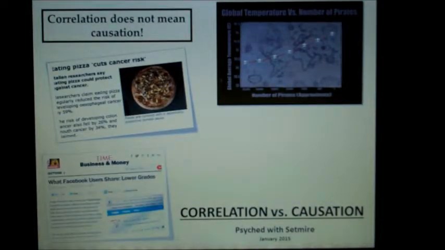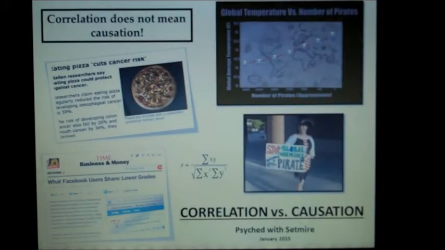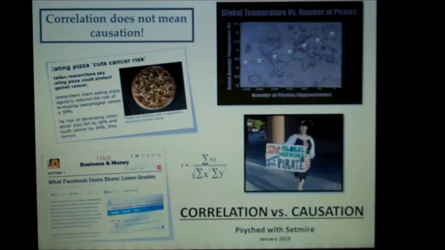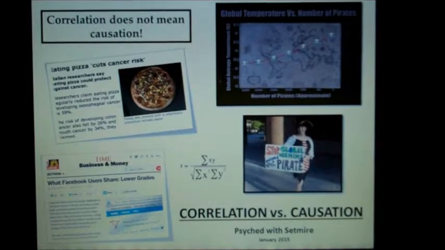So what we're going to do today is look a little bit at the topic of correlation. We'll talk about what a correlation is, what a variable is, and what Pearson's r is, and then we'll explore the idea that correlation and causation aren't the same thing. We'll look at a few examples like global warming and pirates, the relationship between eating pizza and cutting your cancer risk, and even what Facebook users share being lower grades. Let's jump in and talk about correlation versus causation.